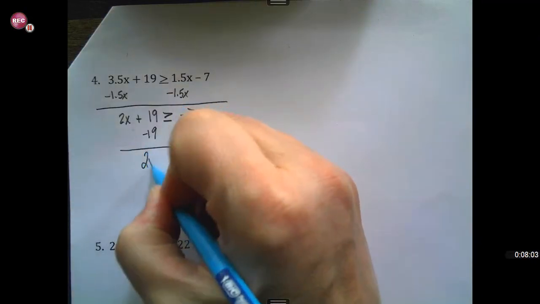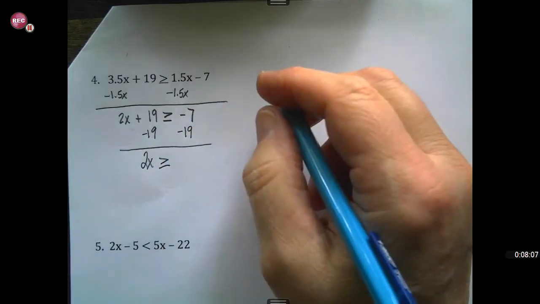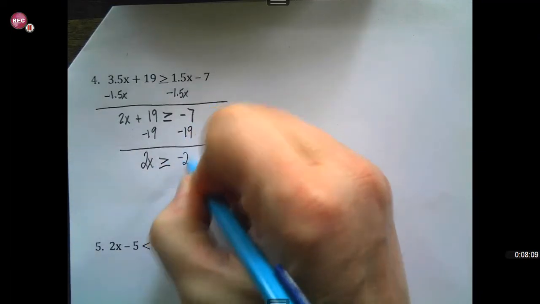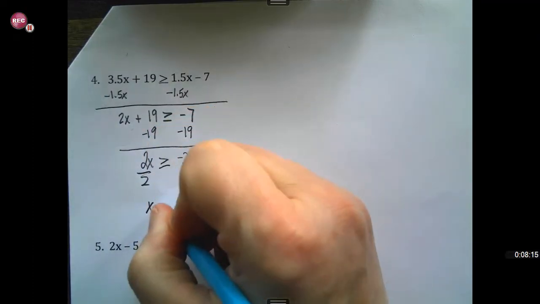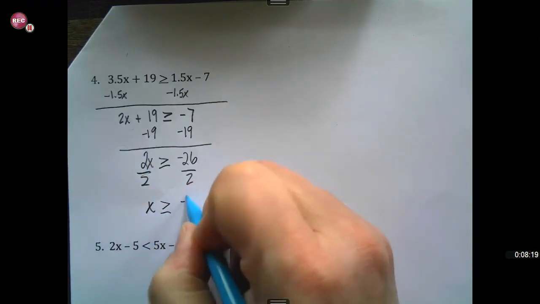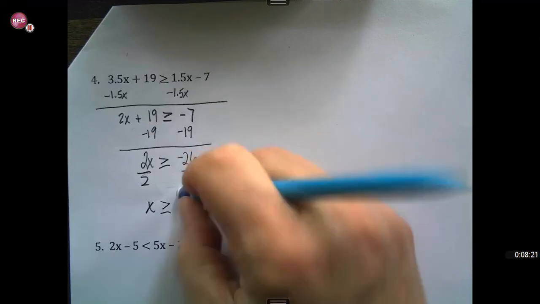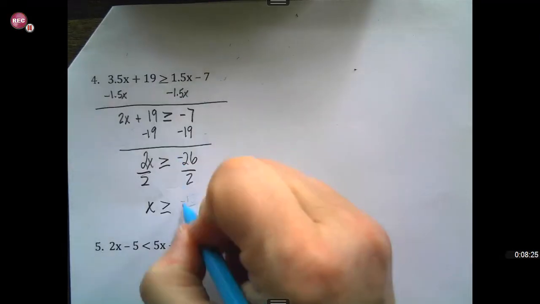So this is going to leave us with 2x greater than or equal to negative 26. Divide both sides by 2. The inequality is going to stay the same because we divided by a positive, and I get x greater than or equal to negative 13.